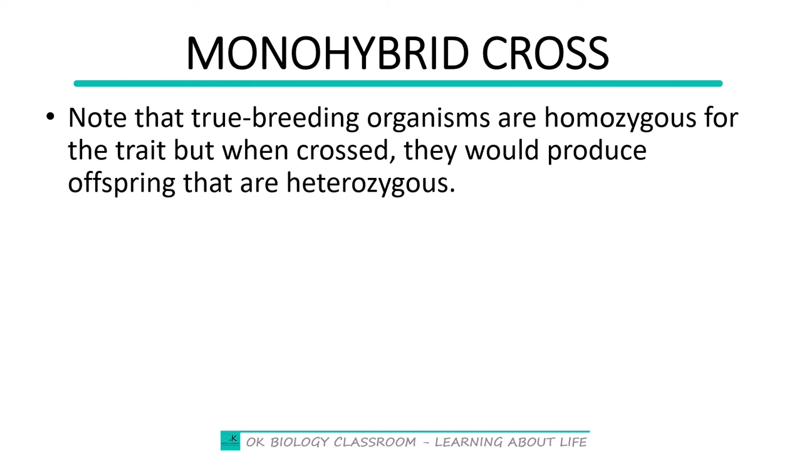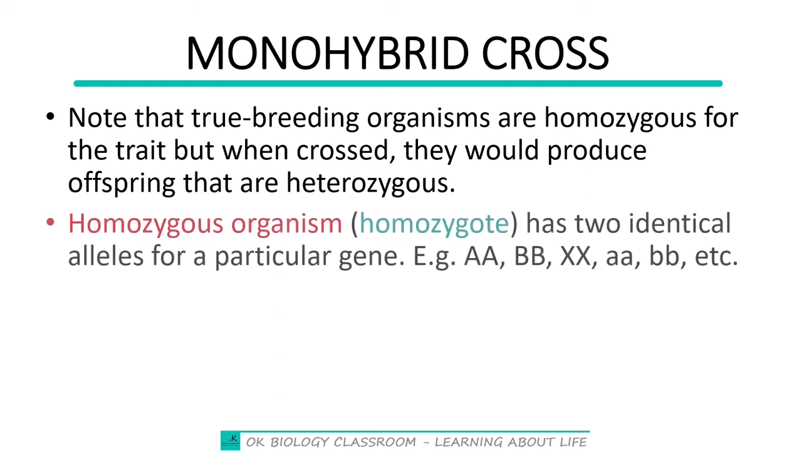Let us also note that true breeding organisms are homozygous for their traits, and I'll be explaining the term homozygous very soon. But note that true breeding organisms are homozygous for their traits, but when you cross them, they will produce offspring that are heterozygous. So it is very important for us to understand these terms, homozygous and heterozygous, and they are very simple. Homozygous organisms, or homozygotes, and here you can tell that homozygous, G-O-U-S, is the adjective form, and homozygote, G-O-T-E, is a noun.